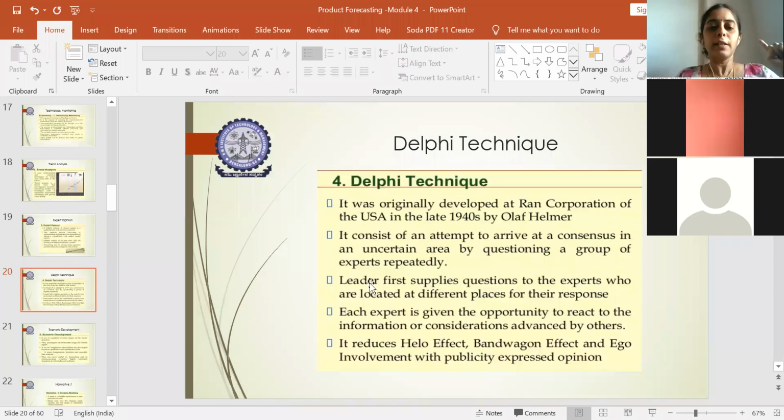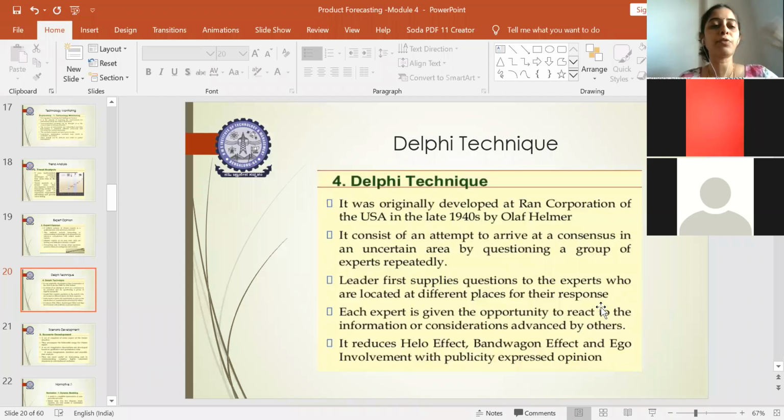That is one thing. Next, the leader first supplies the questions to the experts. How do the experts give the answers? For that, first, the project manager or the product leader will supply the questions to the experts who are located at different places for their response. So it's not necessary that all the people will be together.